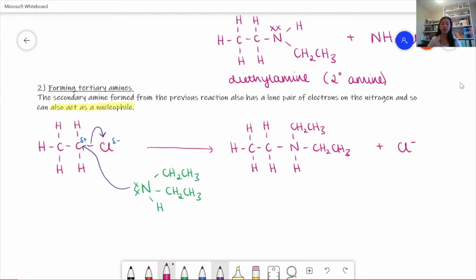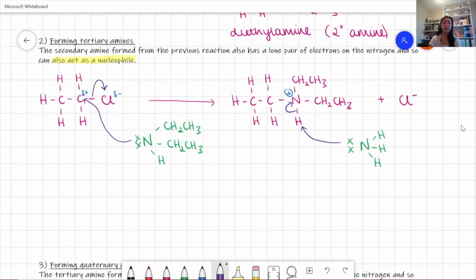So another thing that we need to remember is the positive charge on the nitrogen, because we've donated the electrons to the carbon to form that covalent bond with it. And again, we have an ammonia nucleophile attacking. So we have NH3. And again, these two electrons target the hydrogen, which is attached to the positive nitrogen, so this one. And then these two electrons move towards this positive nitrogen because they're attracted to that positive charge. And so now we form the tertiary amine.